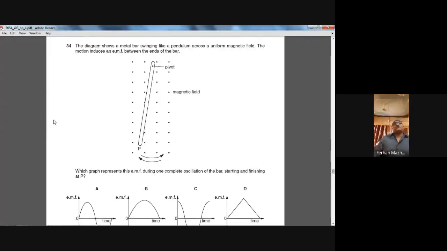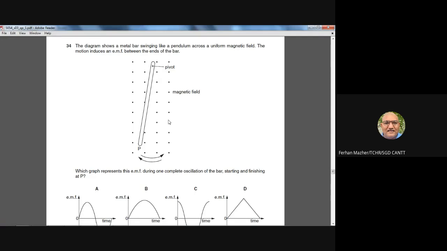The diagram shows a metal bar swinging like a pendulum across a uniform magnetic field. The motion induces an EMF between the ends of the bar. So here we have a bar, and this is the magnetic field, shown by dots. Dots mean that the magnetic field is coming out of the screen. When this bar cuts those magnetic lines, EMF will be induced. When it goes to the left, the induced EMF will have a different direction than when it goes to the right. This is a conductor cutting the magnetic lines, so obviously the EMF will be induced.